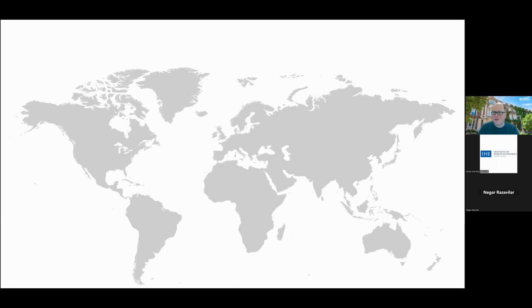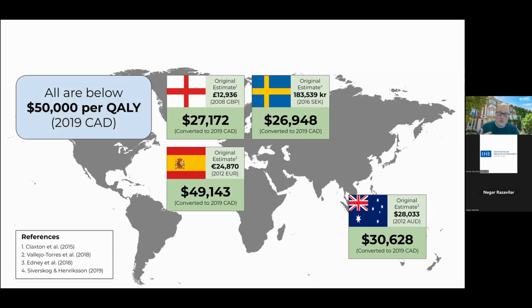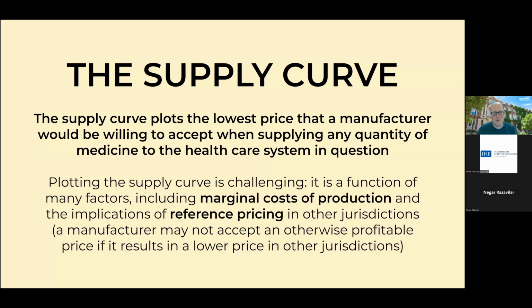And if you take those estimates and you convert them into Canadian dollars, you adjust for inflation, you adjust for purchasing power parity, you end up with estimates that are all below $50,000. The Spanish one is the closest to $50,000. The others are quite a bit below $50,000 per QALY. The median is in the region of $30,000 per QALY. So that's the kind of ballpark that we're talking about. As I've said before, we need to do this kind of work in Canada before we have a definitive estimate for Canada. But this gives us an idea of the sort of ballpark we're talking about.